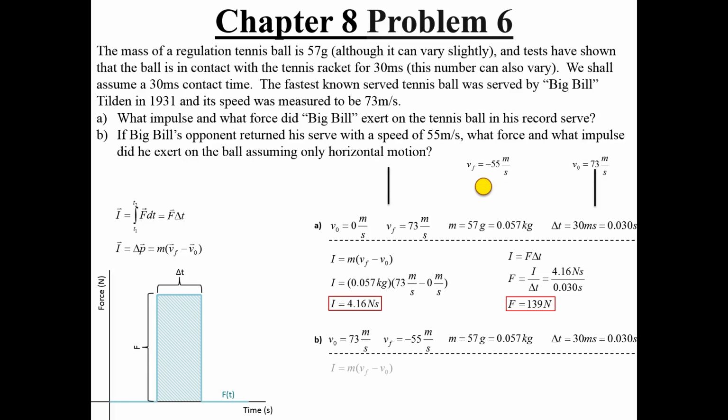Impulse equals the change in momentum, so, subbing in the values for the mass and the final and initial velocities, we see that the magnitude of the impulse increased to 7.30 newton seconds in the negative direction. Then, using the first definition for impulse and rearranging for the force, we find that the opponent had to exert a force of 243 newtons in the negative direction in order to send the ball back to Bill at 55 meters per second.